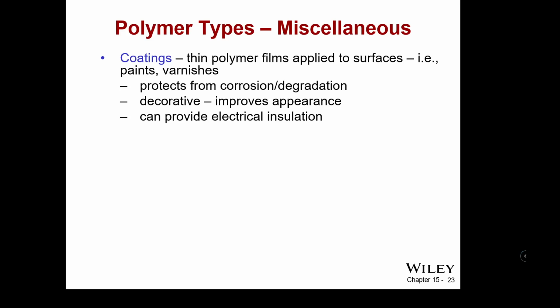Scratch resistant coatings are all different polymer layers of different types, which are also polymer films on top of a polycarbonate lens typically. Very rarely is glass actually used. So polycarbonate, which is very hard and very tough, is coated with this other stuff to do cool things. It can also be decorative and improve the appearance. You can also have electrical insulation for coatings and things like that.